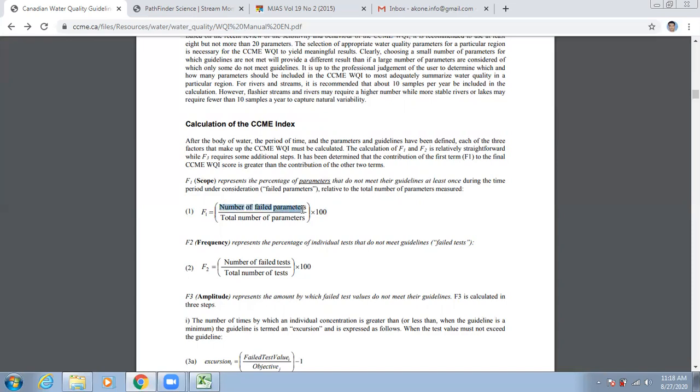And you count how many parameters failed and how many you have taken, like 20 parameters, 21 parameters, whatever you have taken. Then you put the number of failed parameters in. Suppose you have taken 20 parameters, and out of those 20, 10 parameters failed. So F1 will be 10 by 20 into 100, and that is the scope only.